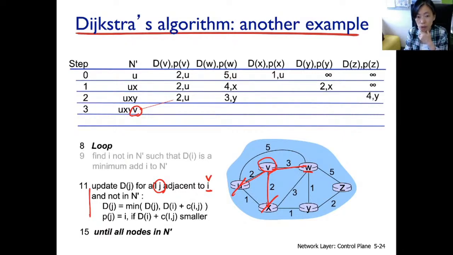All right? So Dw currently 3. So what is the new path we're exploiting here? This one here. So cost being 2, link VW is 3.